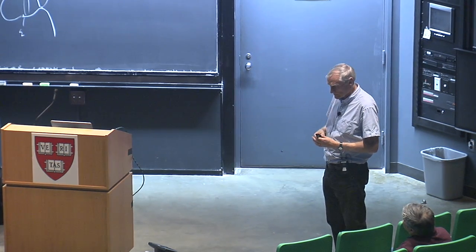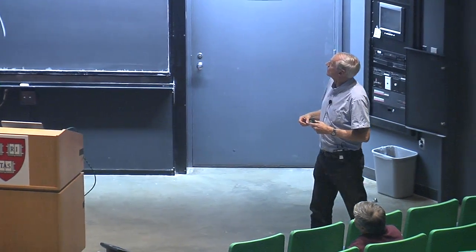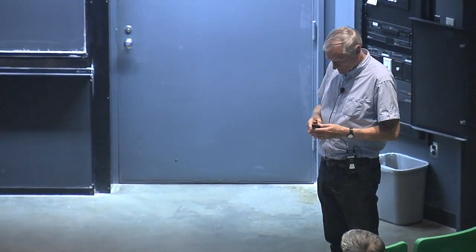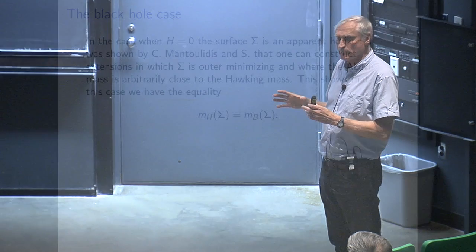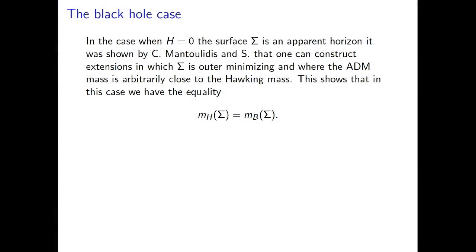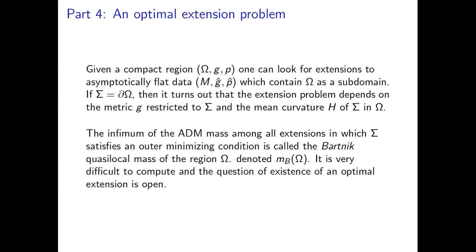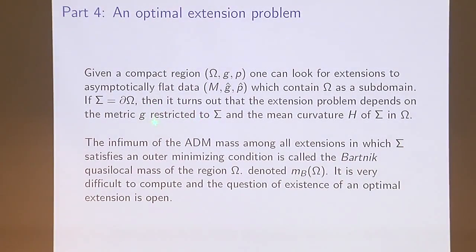But recently, Christos Mantoulidis and I gave an interesting upper bound, which in a certain case, and I'll call it the black hole case, actually computes the Bartnik mass exactly. It turns out, I didn't say it here, but the important bits of the boundary geometry that come up for this extension problem, so the boundary data for the extension problem, are the induced metric and the mean curvature.